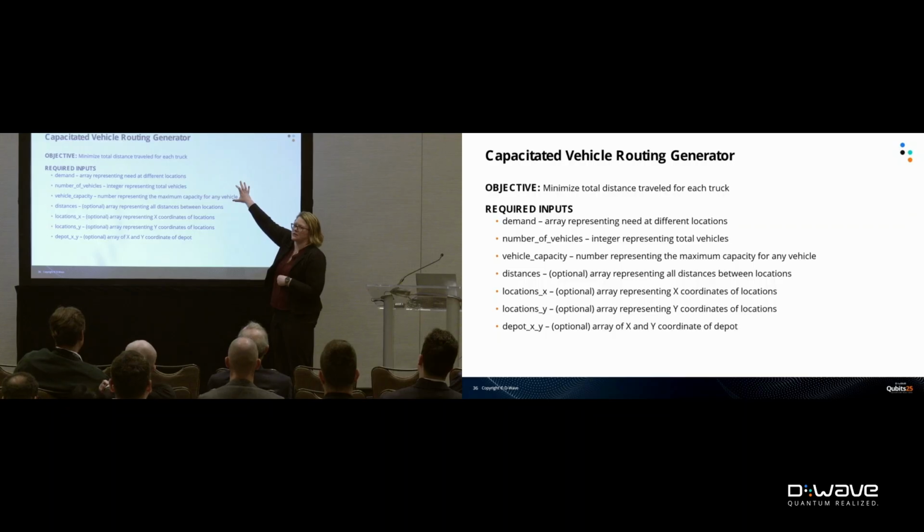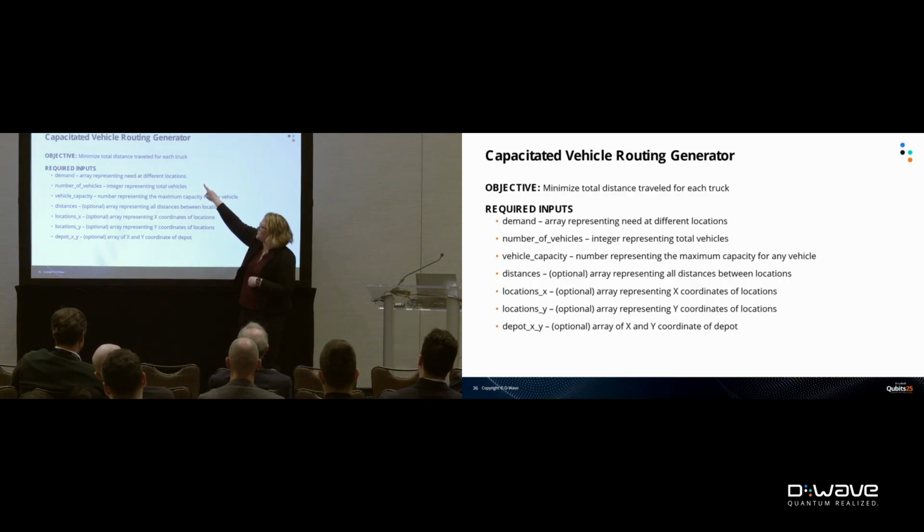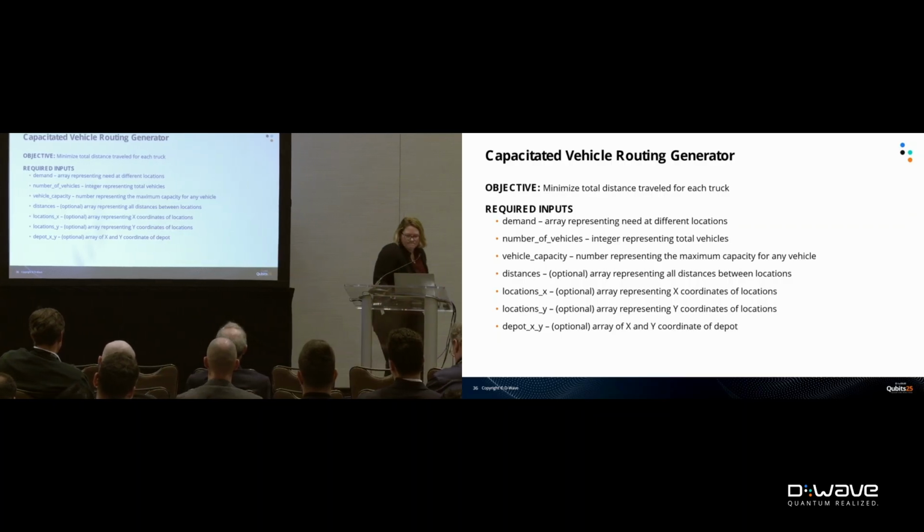Instead, we're going to use the capacitated vehicle routing generator that D-Wave has in that generator model class. These are the types of inputs. We need to know the demand at the different locations. We need to know how many vehicles are available for us to deliver to those locations. We need to know the capacity of those vehicles. And then we need to know some information about distances, either just the straight distances themselves or locations so we can calculate the distances.